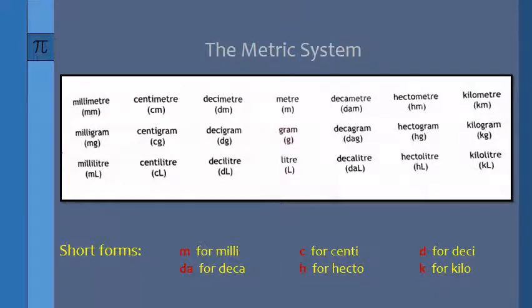Now children, let's see the short form. Well, M is the short form for milli, C is the short form for centi, D is the short form for deci, and DA is the short form for deca, H is the short form for hecto, and K is the short form for kilo. Right? So when we say kilometer, the short form for kilometer is km. When we say millimeter, the short form for millimeter is mm. Right?